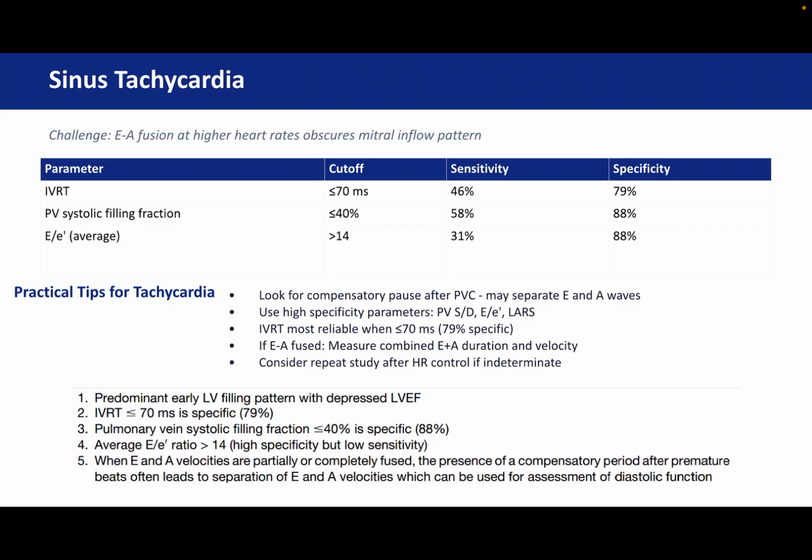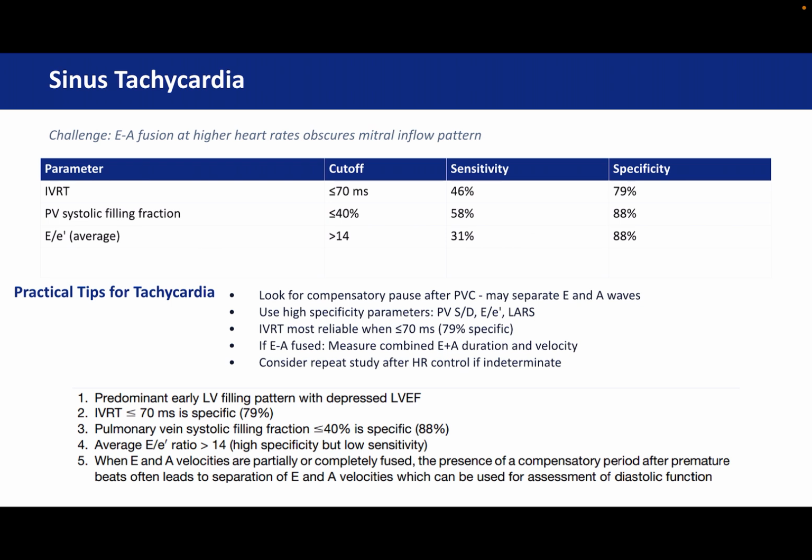Sinus tachycardia, challenges and solutions. Sinus tachycardia above approximately 80 to 90 beats per minute causes E to A fusion. The atrial kick occurs before early filling has finished, merging the two waves into a single hump. On the mitral Doppler, if you can separate E from A, you can calculate E to A. If not, what now? Strategies.